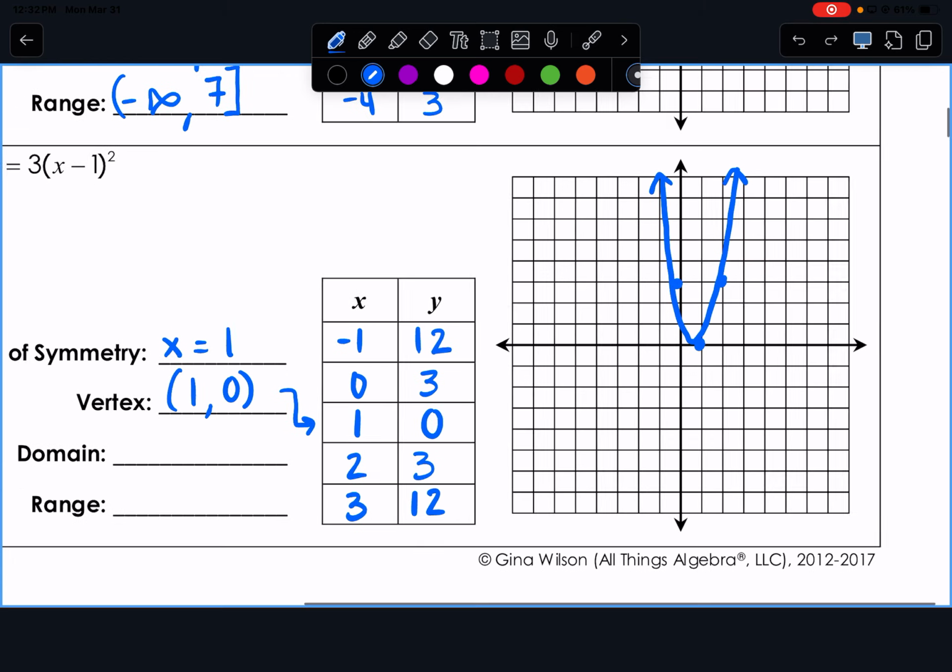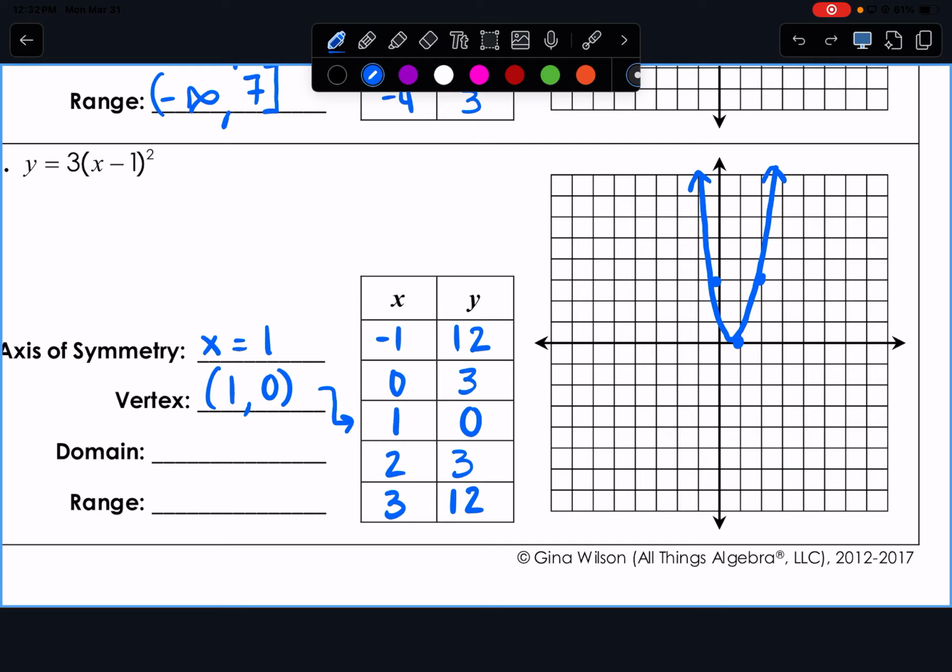Now, what's the domain of that graph? Negative infinity to positive infinity. What's the bottom of that graph? 0. What's the top? Infinity. So that is how we will do that.